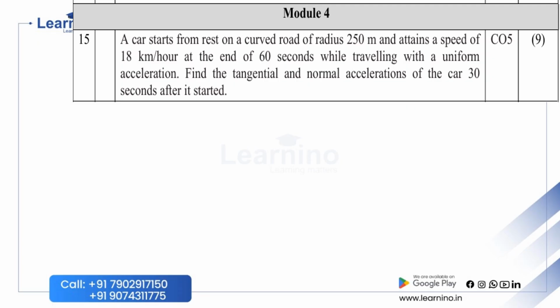Next question. A car starts from rest on a curved road of radius 250 meter and attains a speed of 18 km per hour at the end of 60 seconds while traveling with a uniform acceleration. Find the tangential and normal acceleration of the car 30 seconds after it started. Okay, so that's our question.